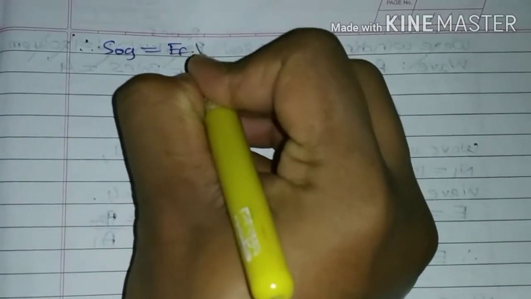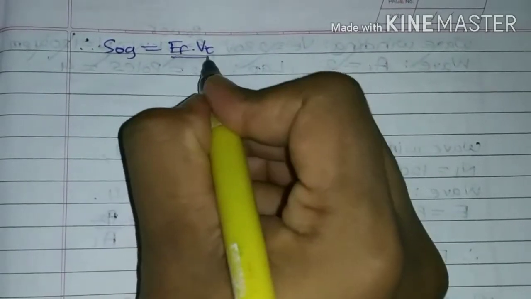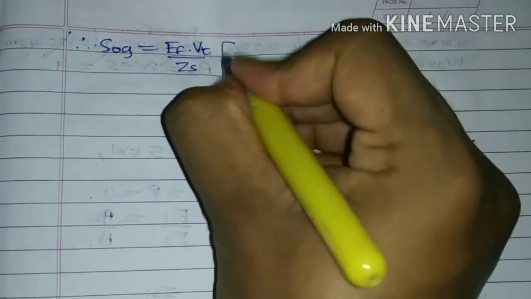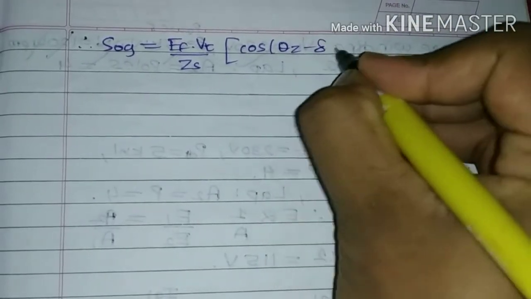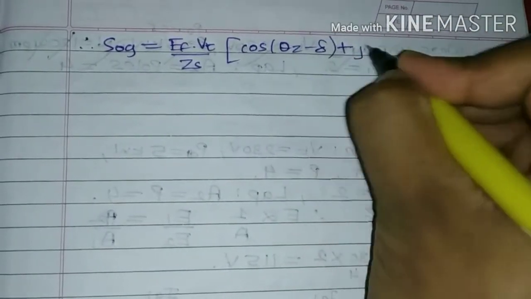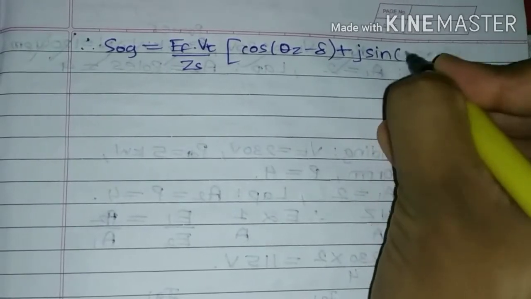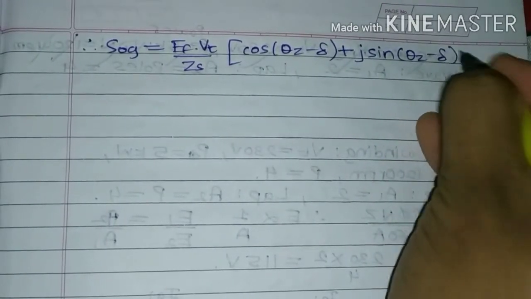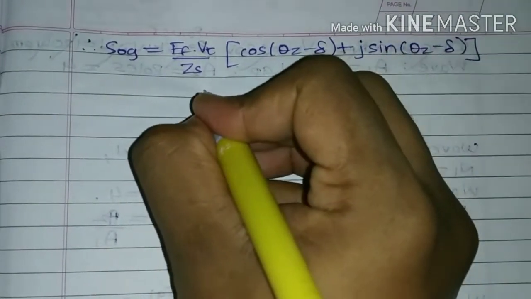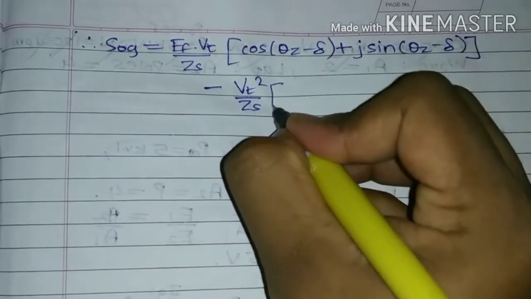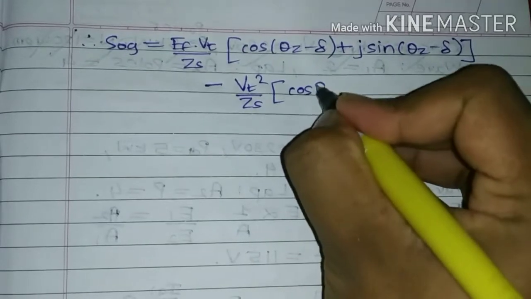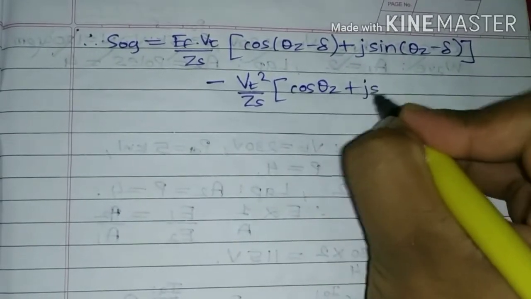So in Cartesian form we can write SOG is equal to EF into VT upon ZS into cos of θZ minus δ plus j sine of θZ minus δ minus VT square upon ZS cos of θZ plus j sine of θZ.